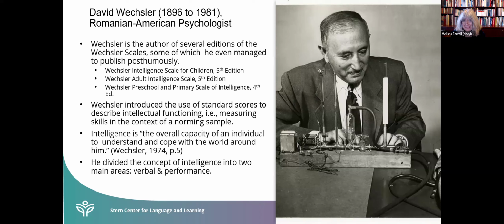So Wechsler is the author of several editions of tests. The Wechsler Intelligence Scale for Children, we're up to our 5th edition. The Adult Intelligence Scale, our 5th edition. We have the 4th edition for testing really young kids. So there is a version of a Wechsler IQ test for just about everybody. He had his view of intelligence. Let's just take a look at that. The overall capacity of an individual to understand and cope with the world around him.